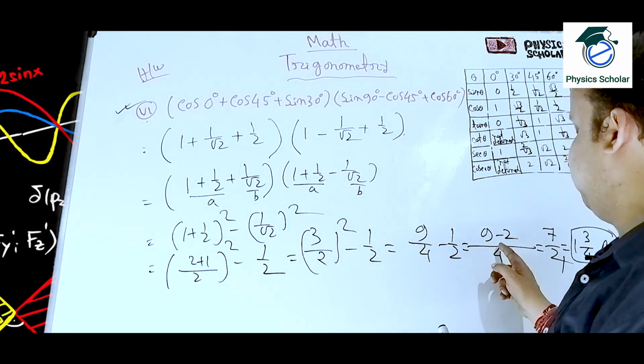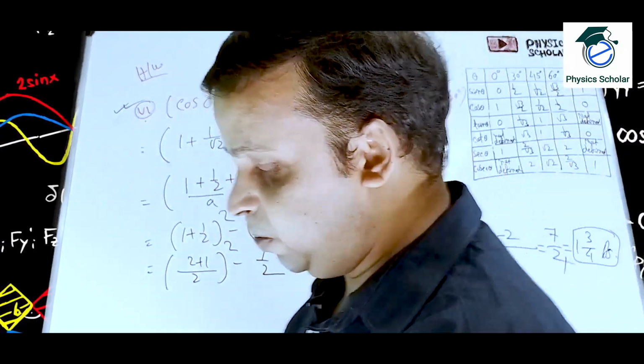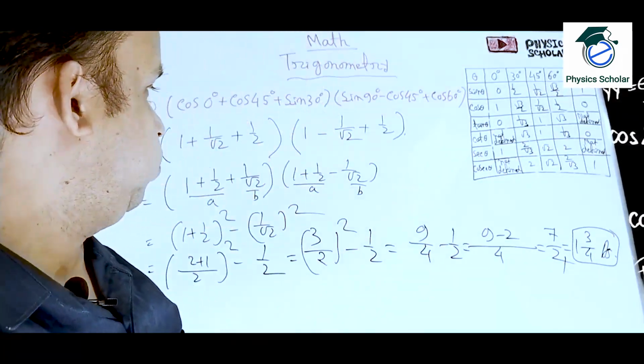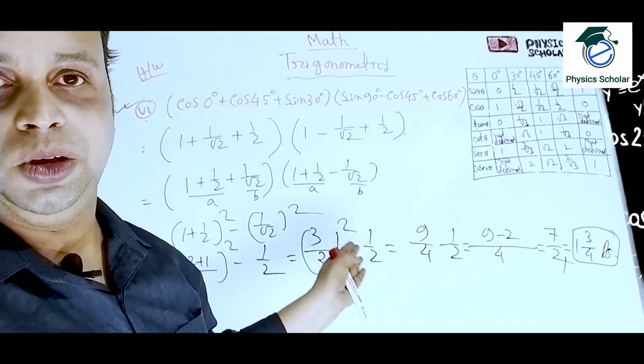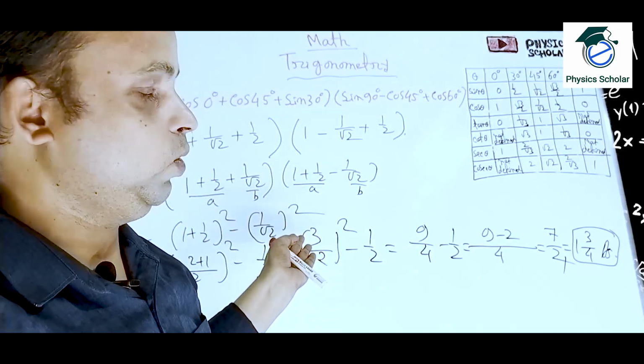So 4 will be the LCM. So it will be 9 minus 2, so 7 by 4 is equal to 1 and 3 by 4. Okay, so that is your answer. So students, you can pause the video and copy this sum. It's very easy, so I hope you have understood this.